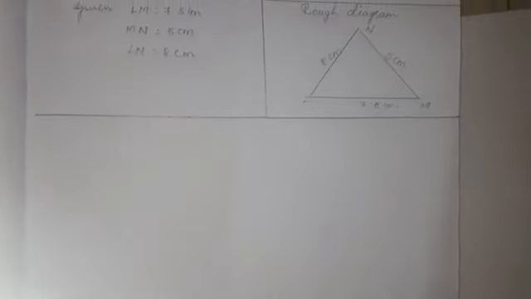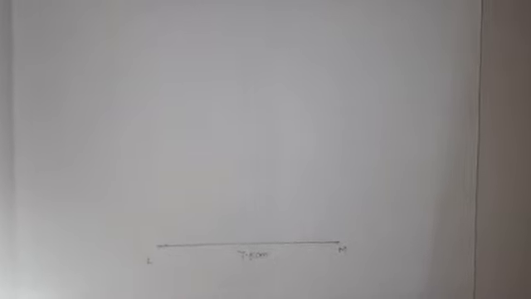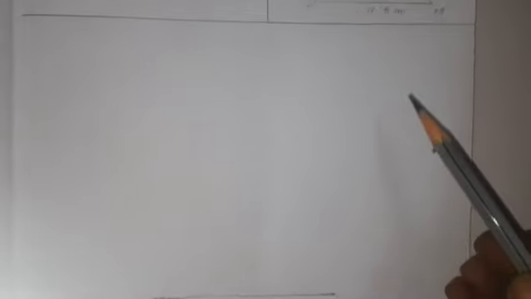Now I am going to draw the fair diagram. When you see the rough diagram, first we should draw the base. What is the base they have given? LM. So you should draw the line segment of 7.5 cm. By using the scale, I have drawn 7.5 cm. At the line's starting and ending, make a dot like this and give the name LM and write 7.5 cm.